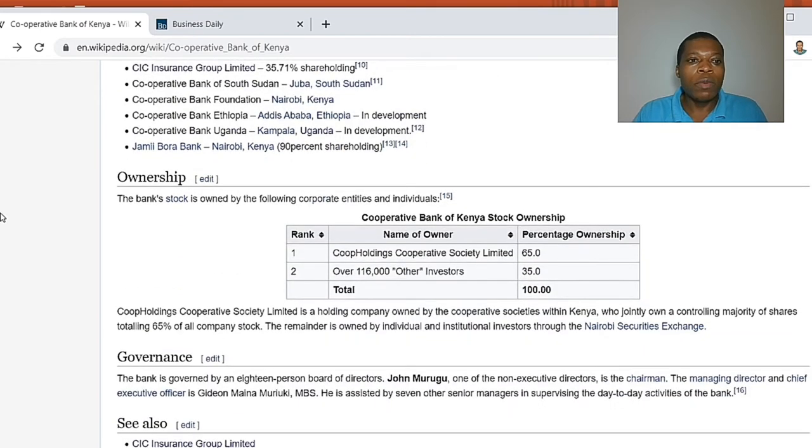If you go to the ownership structure, as I said, it's owned by cooperative societies in Kenya, which you call chama, I think.